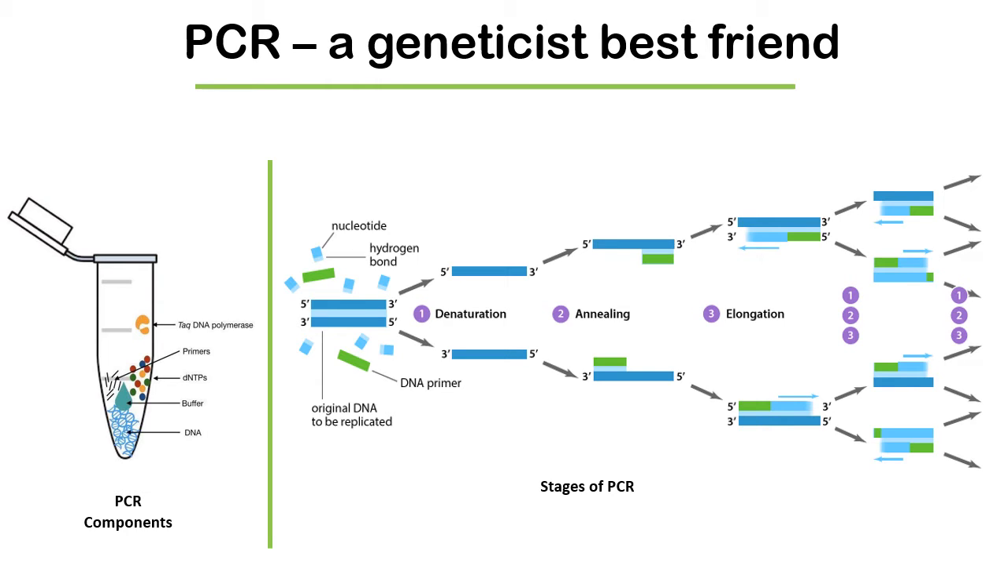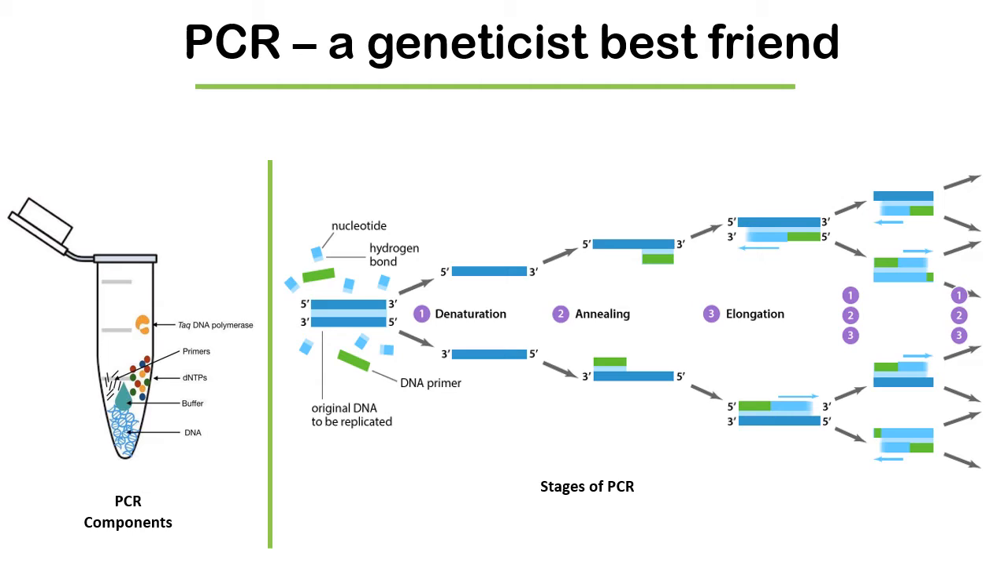dNTPs are required for DNA polymerase, and dNTPs stands for deoxynucleotide triphosphates, and they are the nucleotide bases: adenine, thymine, cytosine, and guanine. And these are used to generate the new DNA. DNA polymerase is the enzyme that is thermostable and synthesizes the copy of DNA.